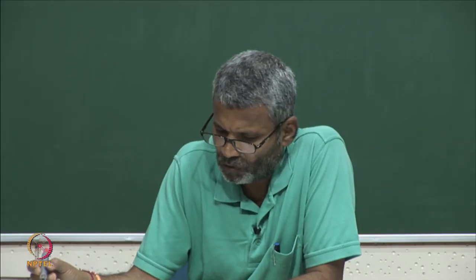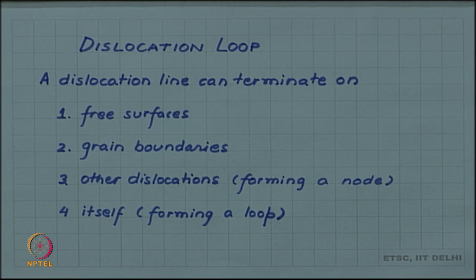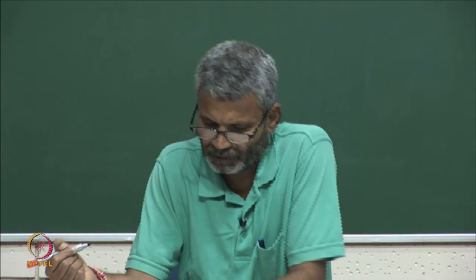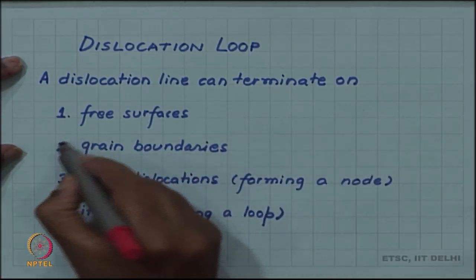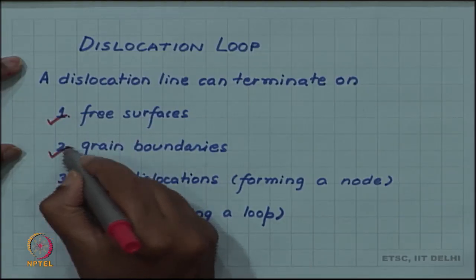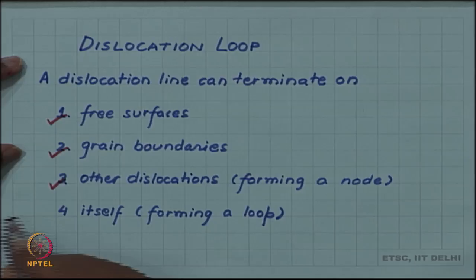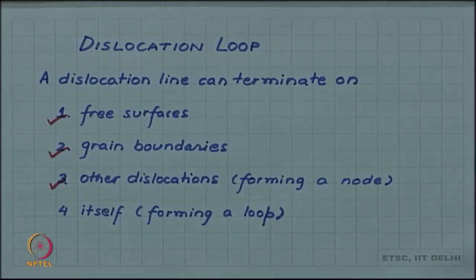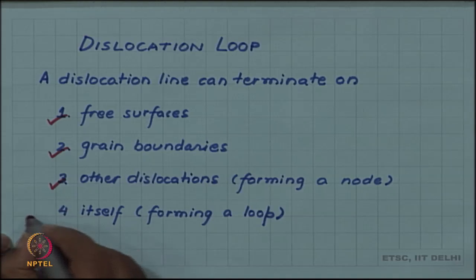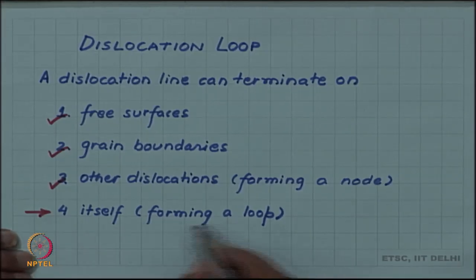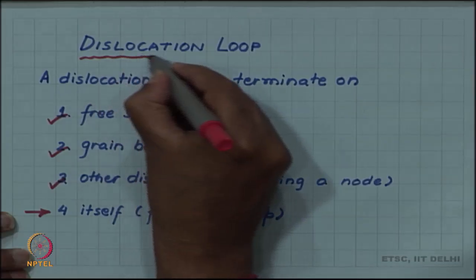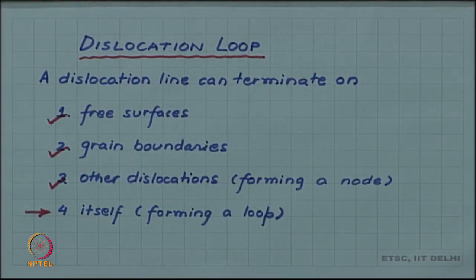Our discussion on what all a dislocation line can terminate on. We have given this list previously, and we have discussed the cases that a dislocation line can terminate on a free surface, on grain boundaries, and on other dislocations forming a node. These cases have already been considered. We will now in this video consider this last case of a dislocation line terminating on itself or forming a loop. So, the geometry of the dislocation loop is what we will consider now.